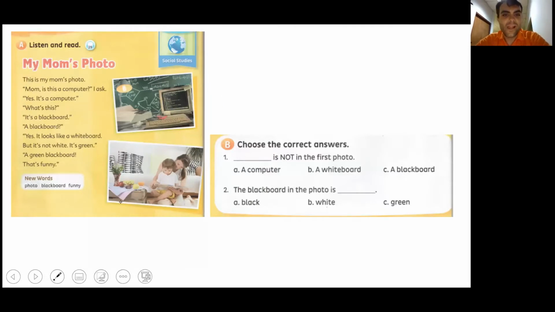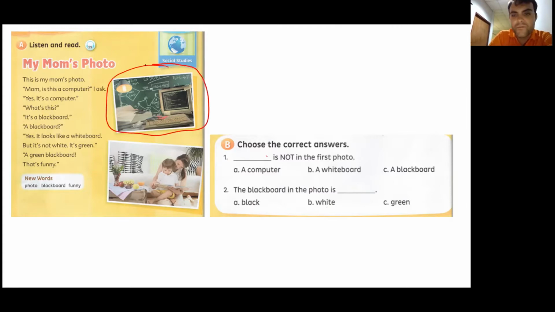So now we can answer the questions about the story. So, what is not in the first photo, meaning this photo? A computer, a whiteboard, or a blackboard? Let me let you think about this for a minute. I'll give you 10 seconds. All right, who thinks the correct answer is A, a computer? Who thinks the correct answer is B, a whiteboard? Who thinks the correct answer is C, a blackboard? So let's think about it.